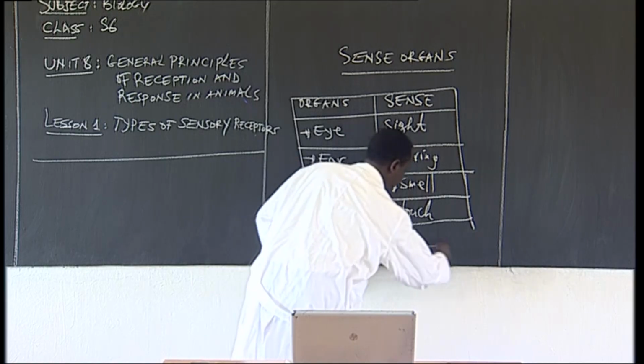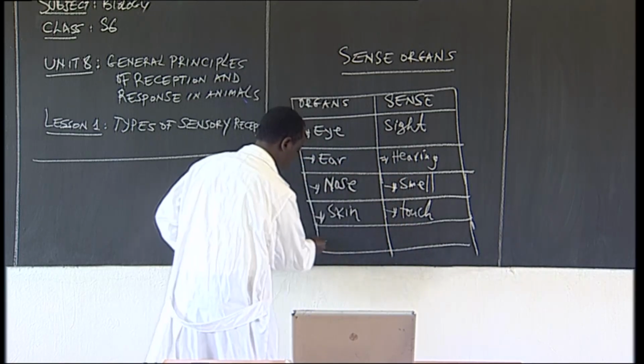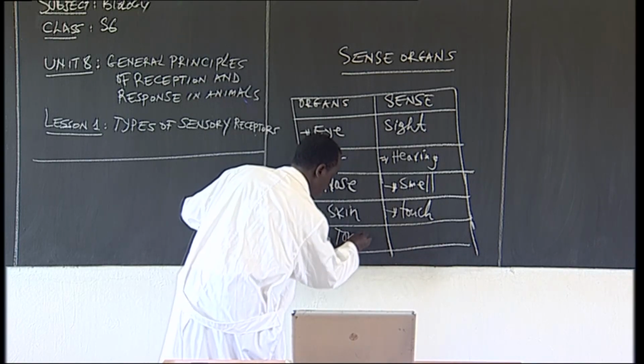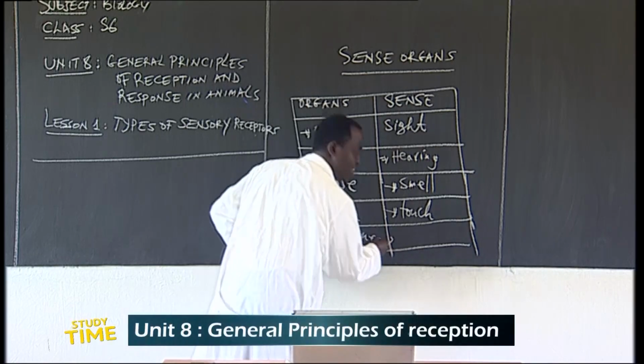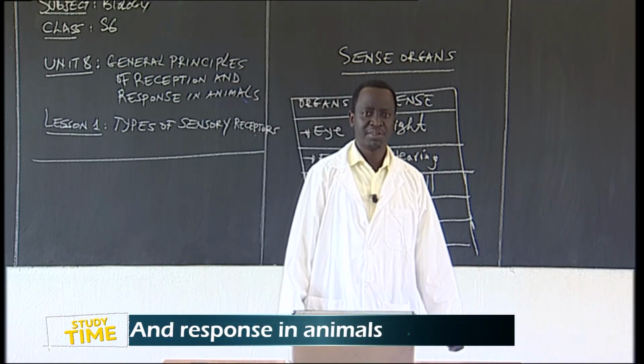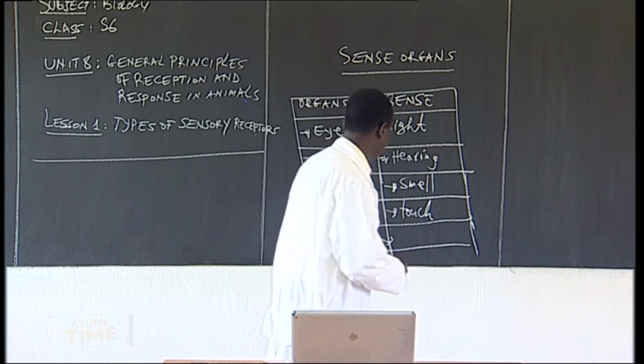Another one. 1, 2, 3, 4. The fifth one is the tongue. Who can tell us what the tongue helps for? Yes, I see someone who can try. Yes. Oh, yes, for taste.